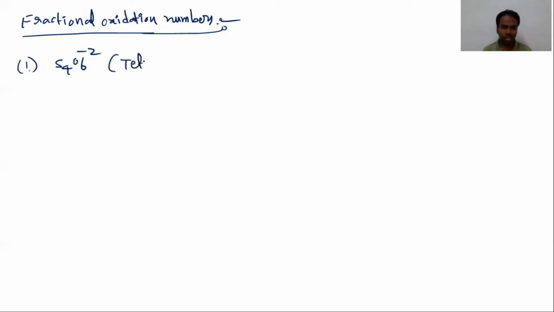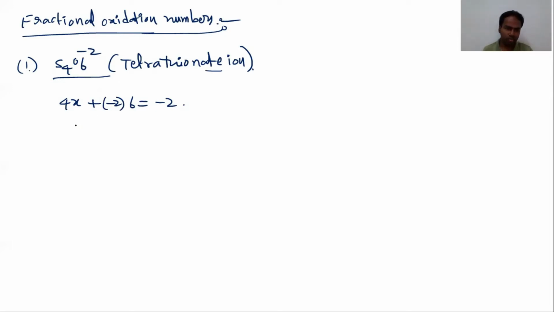Tetrathionate ion, because it is derived from tetrathionic acid. Thionic acid, that's why the salt is called thionate. So in the tetrathionate ion, what is the sulfur oxidation state? Find it in the normal way. Let the sulfur oxidation state be X, then 4X. Each oxygen oxidation state is -2, into 6, and the total is equal to -2, because for polyatomic ions the sum of oxidation states is equal to the charge of the ion. So it is -2.